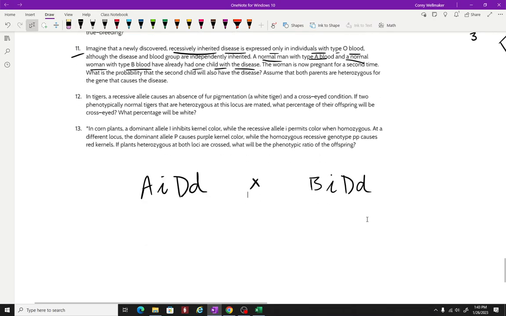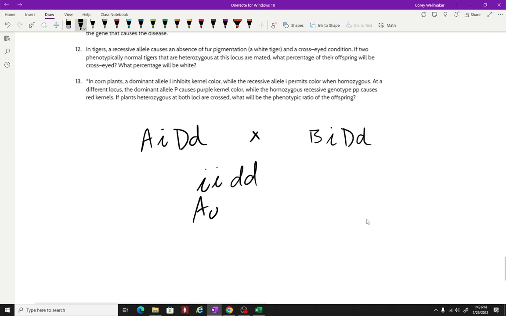The woman's now pregnant for the second time. What's the probability that the second child will also have the disease? Assume they're heterozygous for the disease. Okay, so they have to have a child who's little i, little d, basically. That's what the question is asking. Like if the child is A i, little d, they don't have the disease because you have to have type O blood to show the disease.